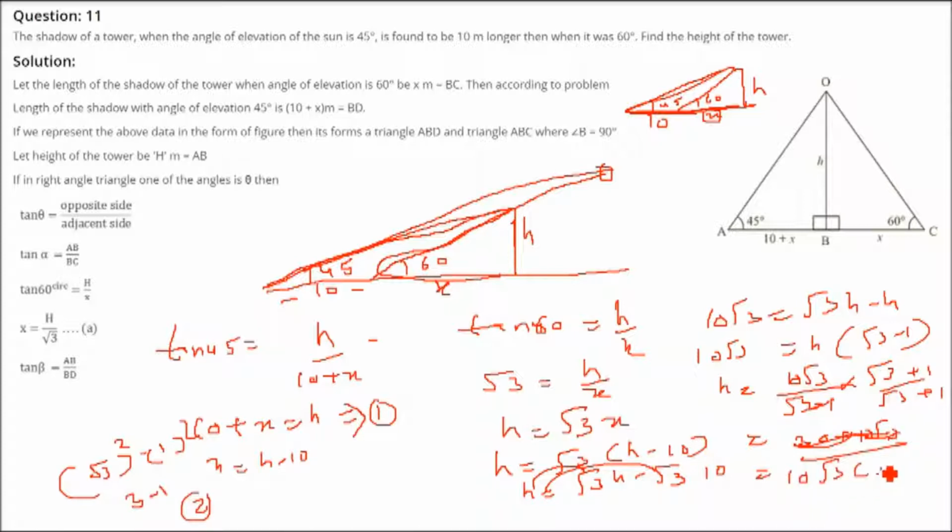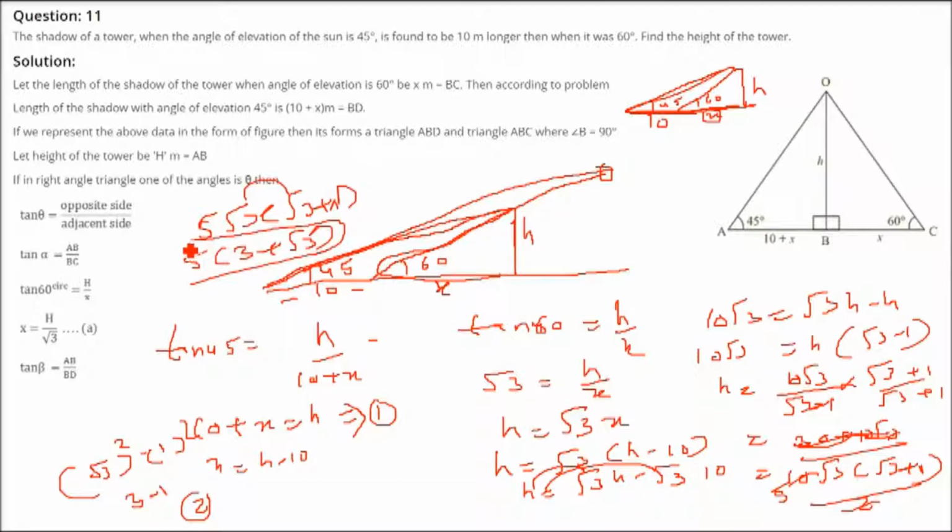So what do you have? 10 root 3, root 3 plus 1 by 2. This is 2, 5. 5 is a 10. So what do you get? 5 root 3, root 3 plus 1. Now multiply root 3 inside. 5, root 3 into root 3 is 3 and this is root 3. This is your solution. This is your height.